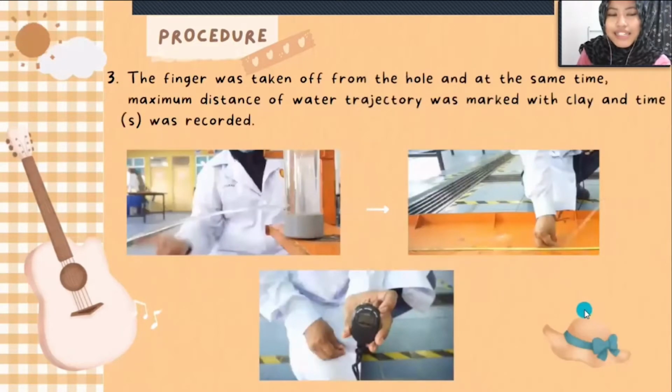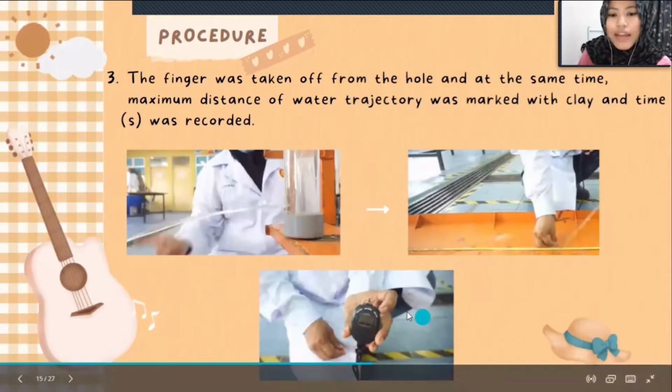Okay, step number 3, the finger was taken off from the hole, and at the same time, maximum distance of water trajectory was marked with clay, and time in second was recorded. As we can see here, the finger was taken off from the hole, and here the maximum distance of water trajectory was marked with clay, and here we record the time in second.